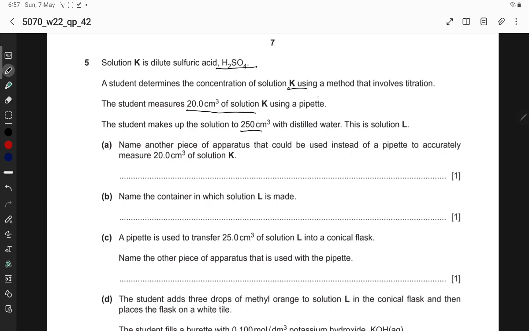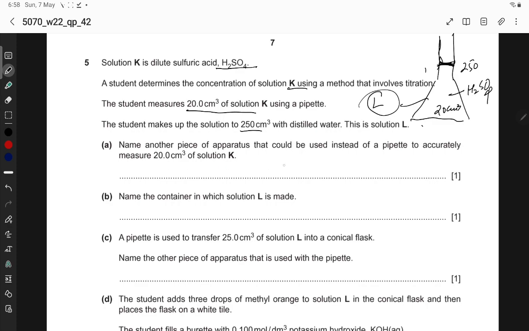K is dilute sulfuric acid. 20 centimeter cube of solution K. The student makes up this solution to 250 centimeter cube, using a 250 centimeter cube volumetric flask, and makes up the solution to the mark, filling it with distilled water. This is solution L, which has sulfuric acid.